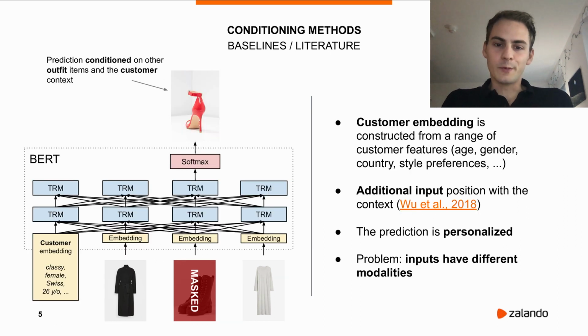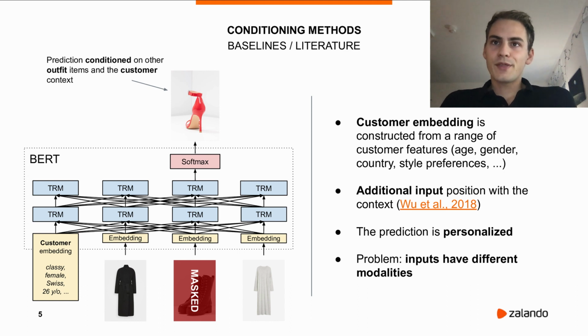A straightforward way of adapting the previous method with the BERT model to that new requirement is to say we add a new position to the input sequence. The input sequence would then be extended by this customer embedding you can see in the bottom left, which contains a lot of customer features. It's just a vector constructed from customer features. And now the model has this possibility to also attend to that position and make its prediction based on that position and the other items in the outfit.